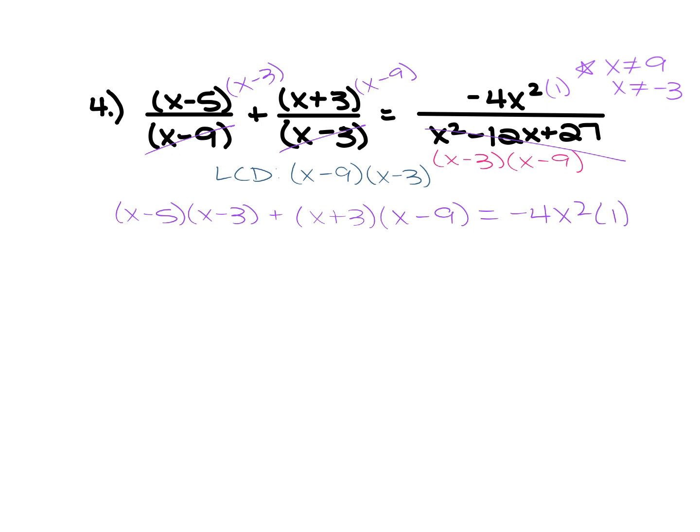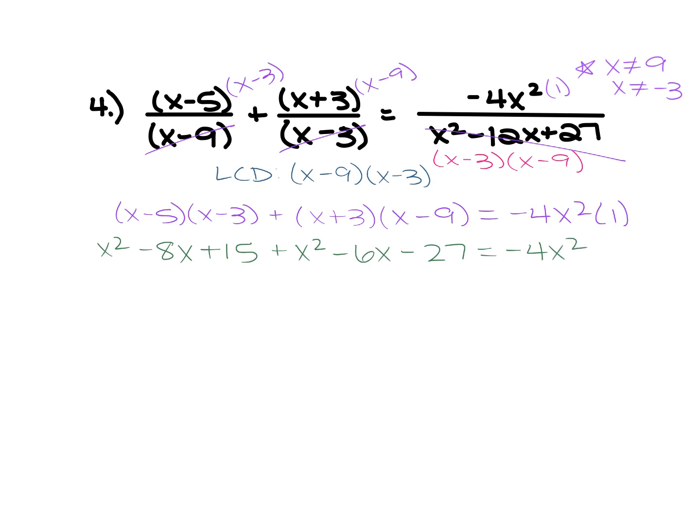We're going to FOIL out everything that we have here. So x times x is x squared. X times negative 3 is negative 3x. Negative 5x is going to add with that to give us negative 8x. And then negative 5 times negative 3 is a positive 15. Then FOIL out the x plus 3 times x minus 9. That gives us x squared minus 6x minus 27. And that's all equal to negative 4x squared.